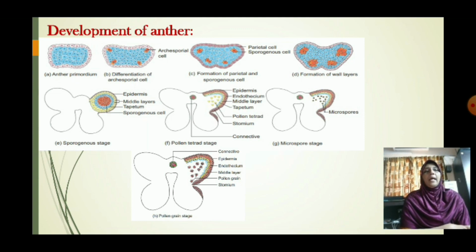These function as archesporium. The archesporial cells divide by periclinal divisions to form primary parietal cells towards the epidermis and primary sporogenous cells towards the inner side of the anther. The primary parietal cells undergo a series of periclinal and anticlinal divisions, and form 2 to 5 layers of anther wall, composed of endothecium, middle layers, and tapetum from periphery to center.